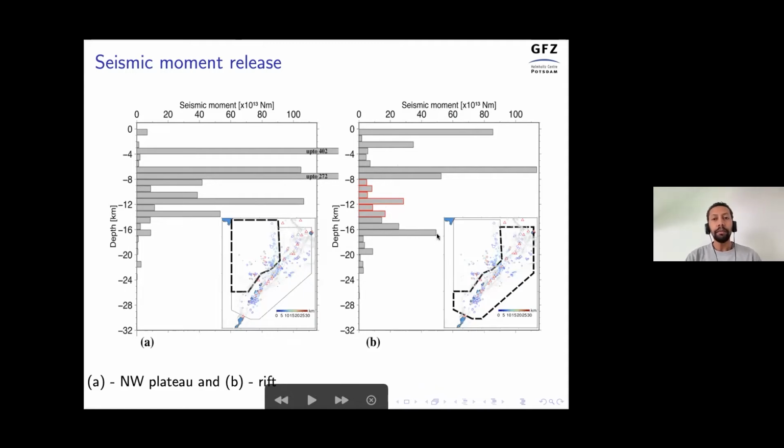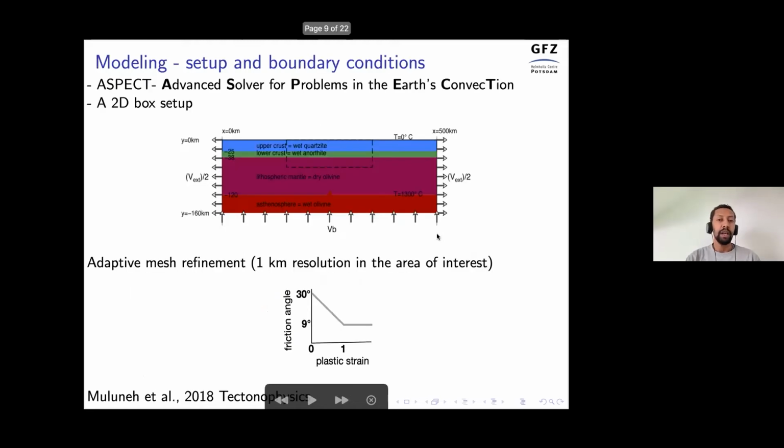Okay. So in order to explain why this seismic moment release shows this behavior, we run a numerical model using ASPECT. So we build a 2D box model. We use appropriate rheology for the rift. Upper crust is represented by wet quartzite, lower crust with wet anorthite, lithospheric mantle by dry olivine, and asthenosphere by wet olivine. And we have this extension.